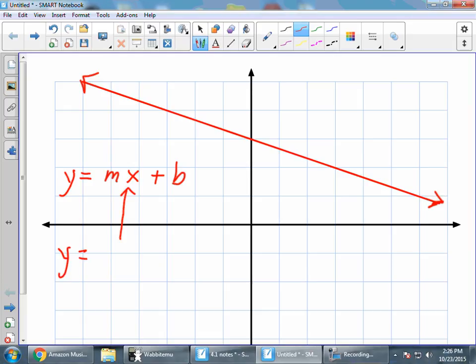So y equals, instead of m, let's say the slope, or oftentimes you'll hear it as rise over run, how much things rise up and down and how much they run horizontally. This is called vertically and this is called horizontally. So rise over run, x plus b. And b is called the y-intercept.